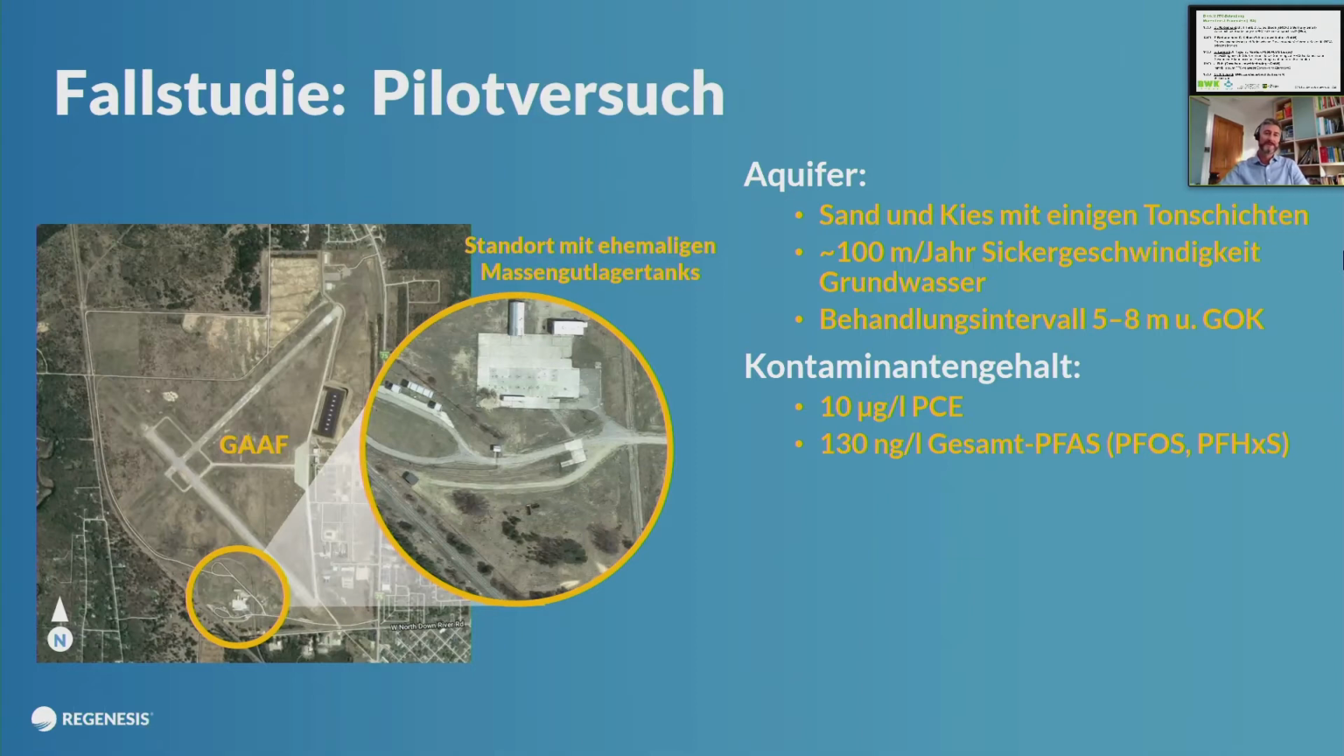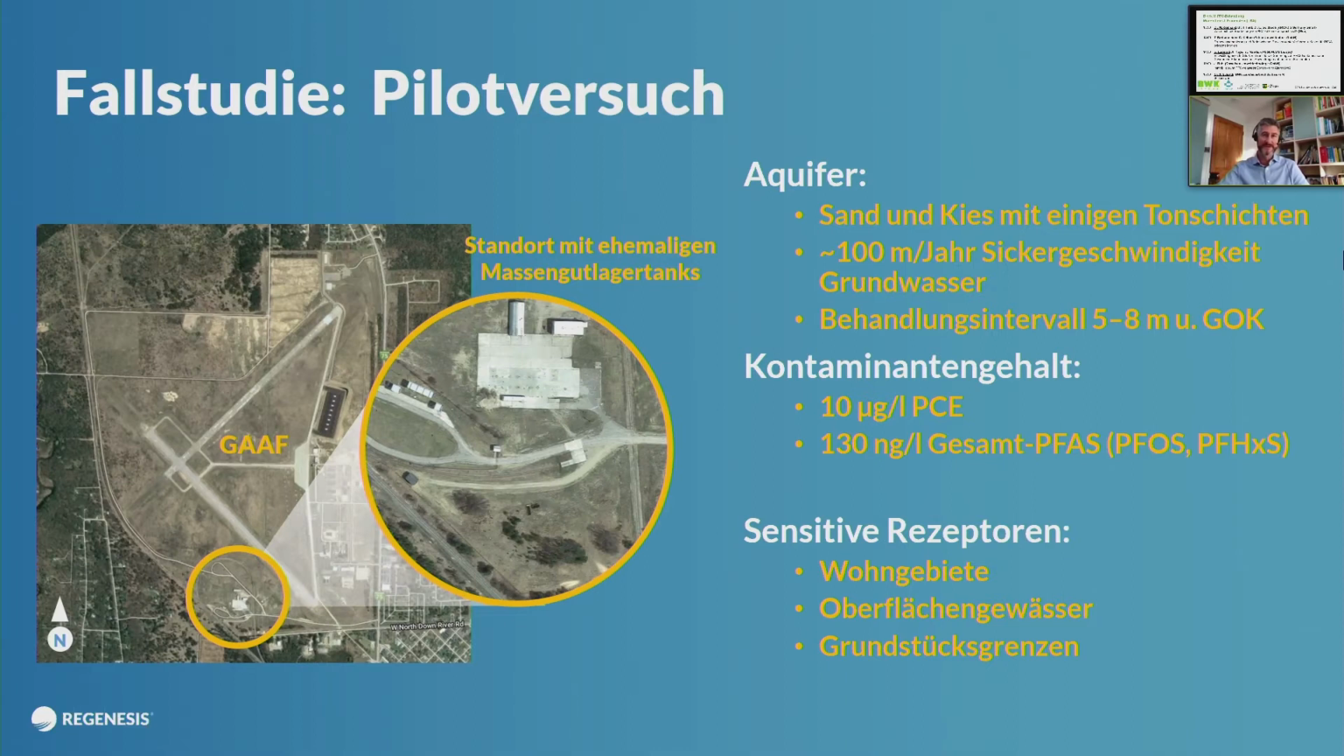We've got very low concentrations of PCE, and then we've got about 130 nanograms of PFAS, and they are the sulfonic acids. And there are sensitive receptors nearby. You can see from that drawing that there are residential properties just over the boundary, and there are surface water courses there as well.